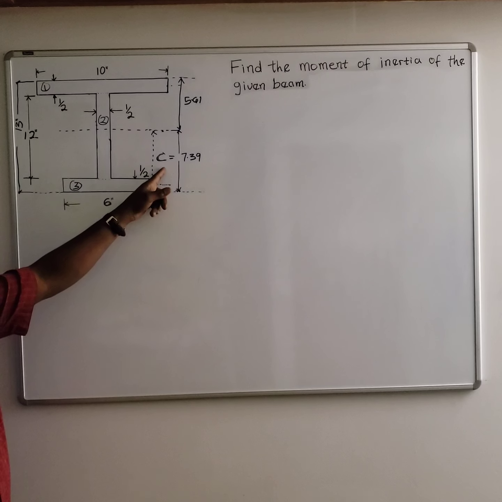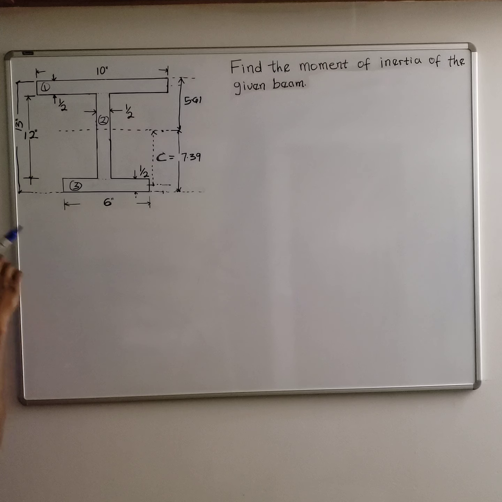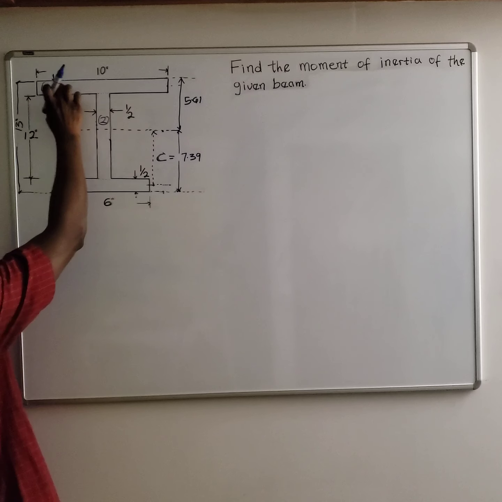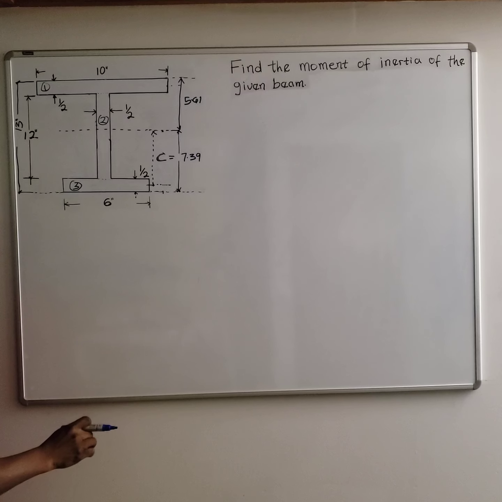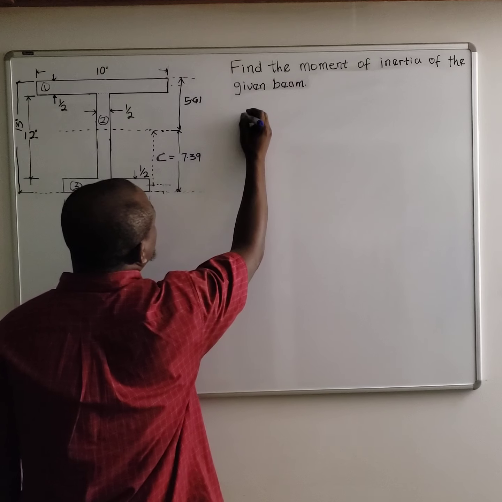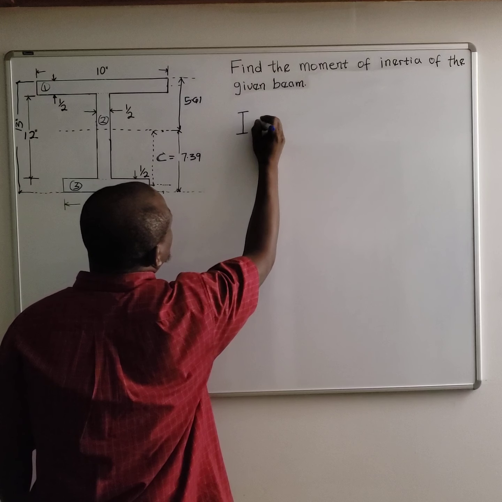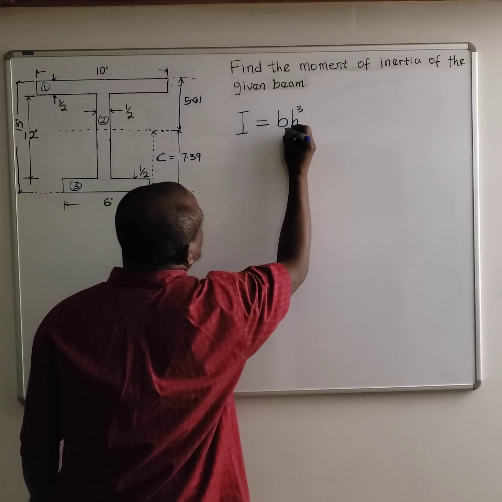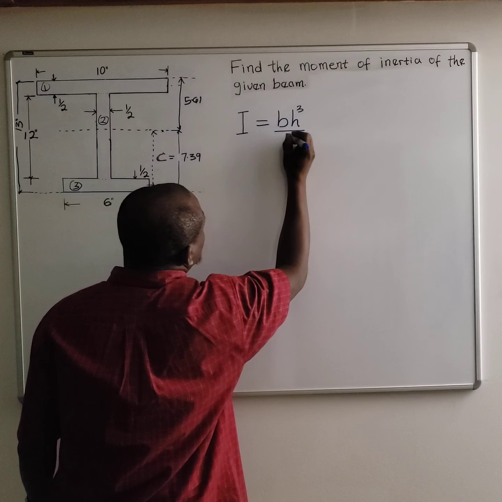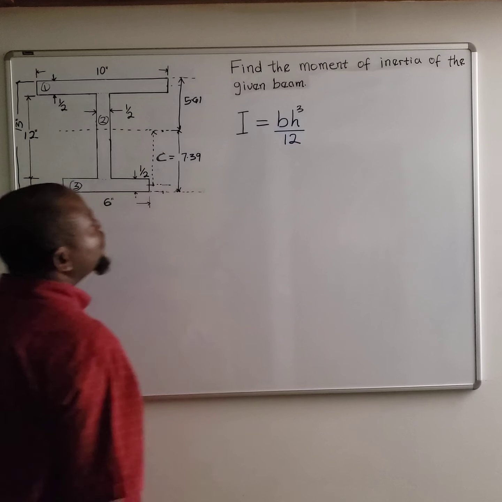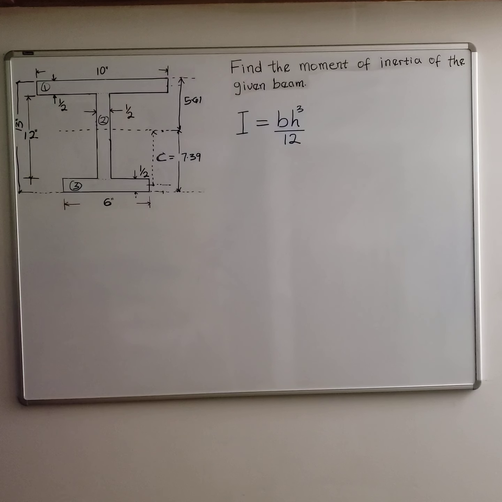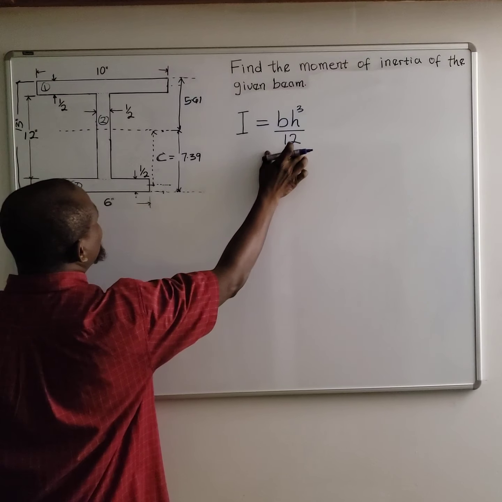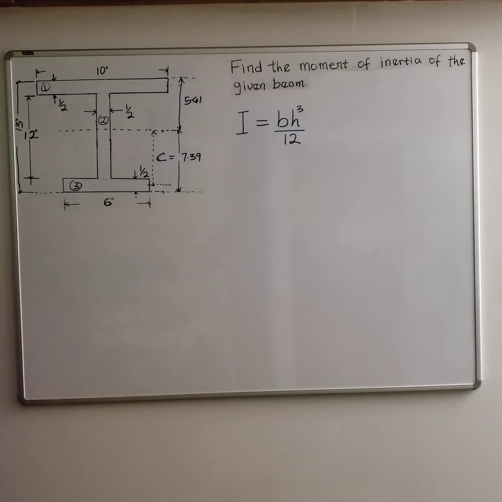And so we are going to need that centroid to calculate the moment of inertia. And because of that also, we have three rectangular shapes that form this beam. So we know the formula for moment of inertia for a rectangle is B H to the power 3 divided by 12. So for a simple rectangle, that's the formula you need to solve your moment of inertia.